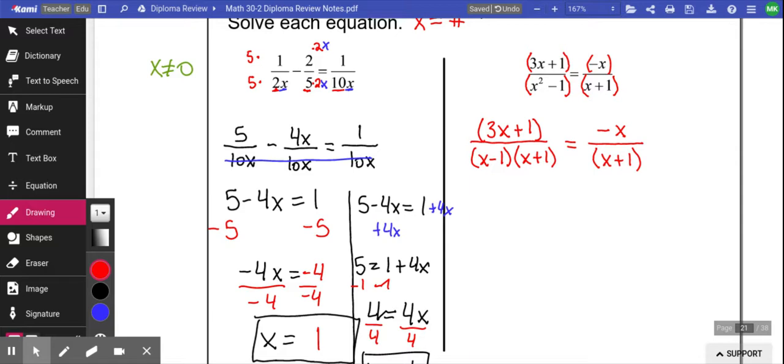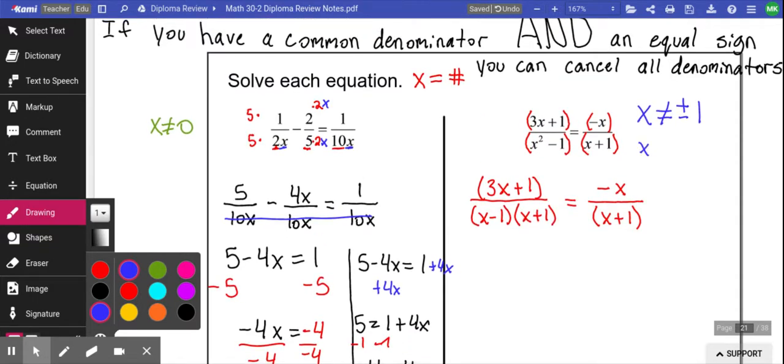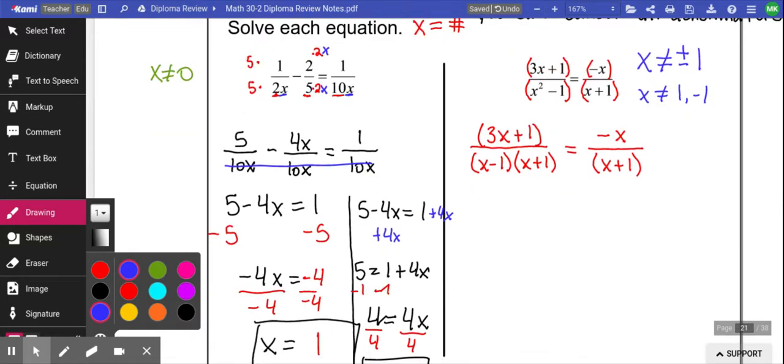Your second step, and it does have to be in this order, is you have to find your non-permissible values now. Your non-permissible values would be x cannot equal positive or negative 1. And that's the way I would write it, with a plus minus symbol. If you wrote it x cannot equal 1 or negative 1, it's the same thing. Beautiful. Now you can start simplifying.